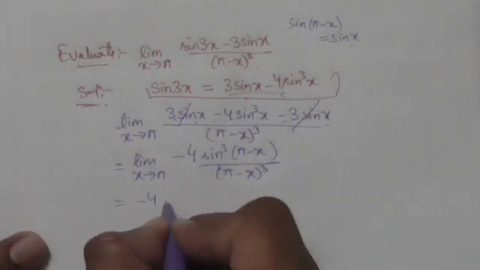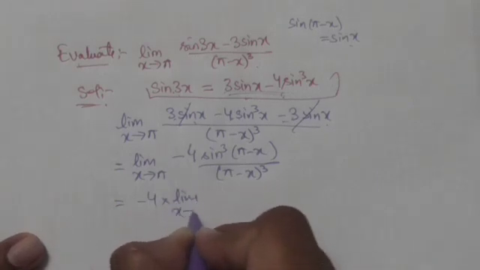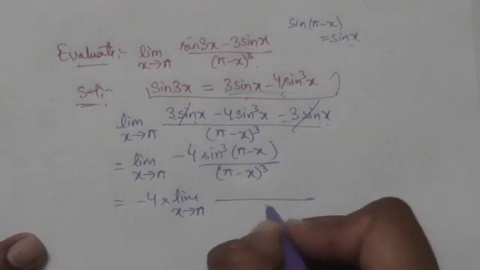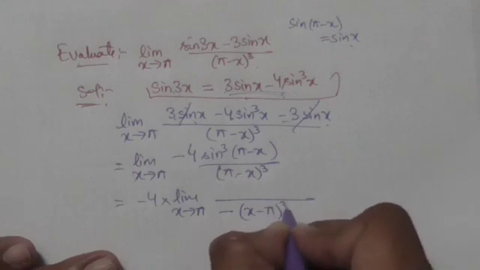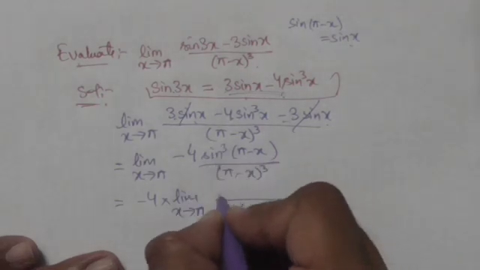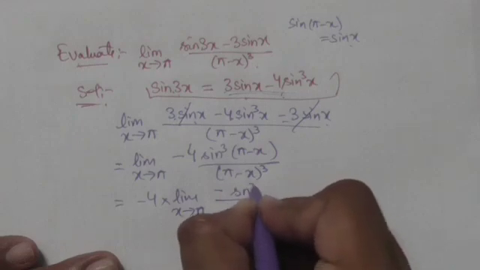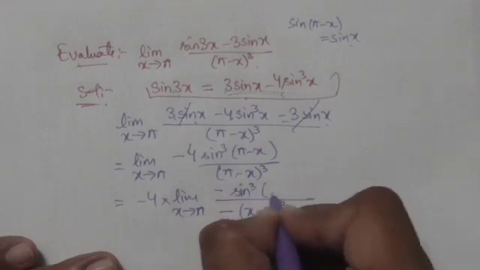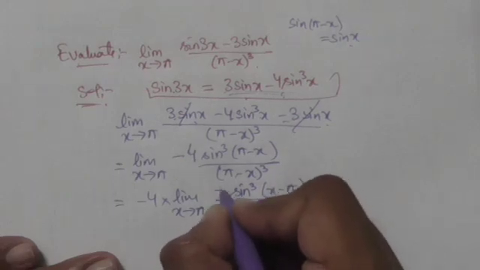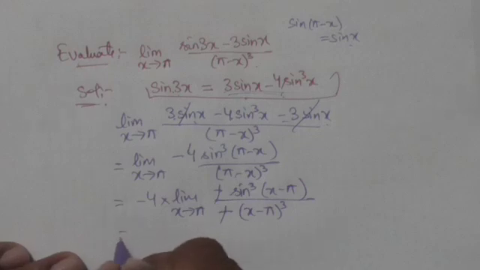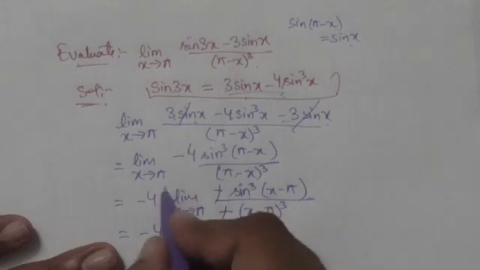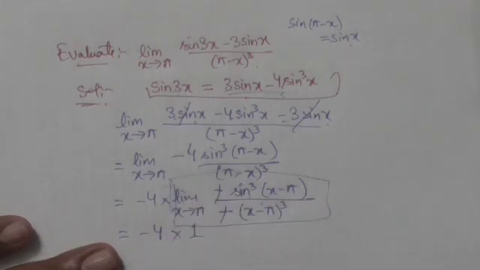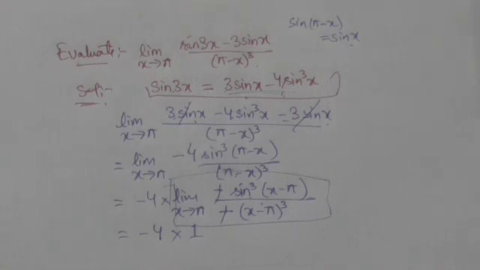It will be equal to minus 4 into limit x tends to pi. In the denominator we can write it like this: (x minus pi) cube, and in the numerator we can write it like this: minus sin cube(x minus pi). This minus will cancel this minus, right? It is equal to minus 4 into 1, right? The value of this expression will be minus 4. Now another question.